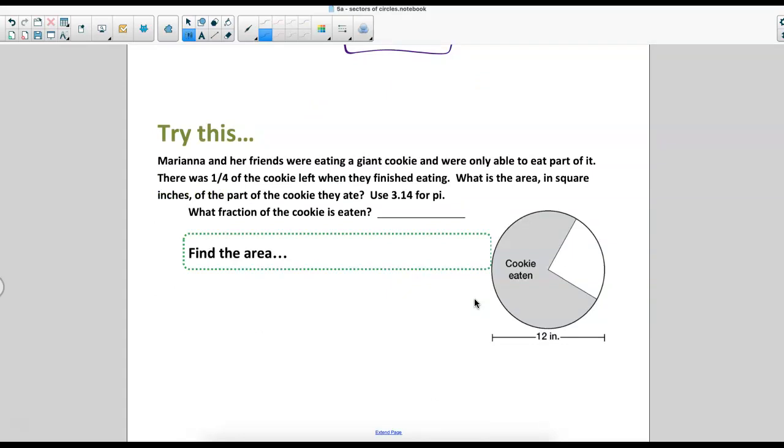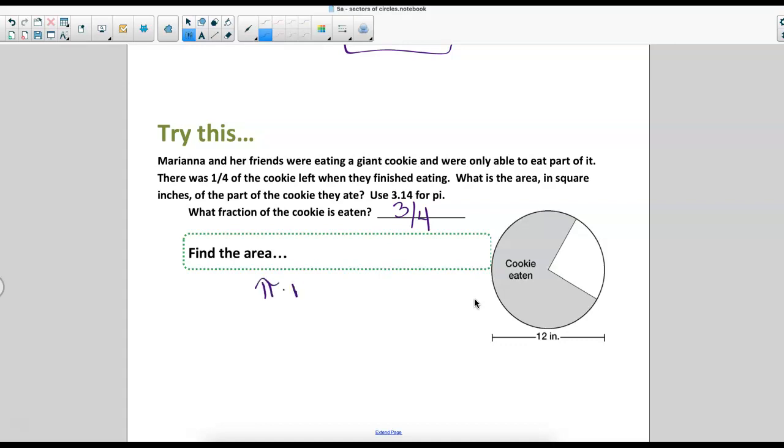Okay, so let's try one more. Mariana and her friends were eating a giant cookie. Like the ones at Andy's Tower Hills, right? Big cookies, right? And they were only able to eat part of it. There was 1/4 of the cookie left when they finished eating. What is the area of the part of the cookie they ate? So if 1/4 of the cookie was left, how much did they eat? 3/4. Go ahead, Ellie. 3/4. Okay, they ate 3/4 of the cookie. We want to find the area of that part of the cookie. So let's find the whole area.